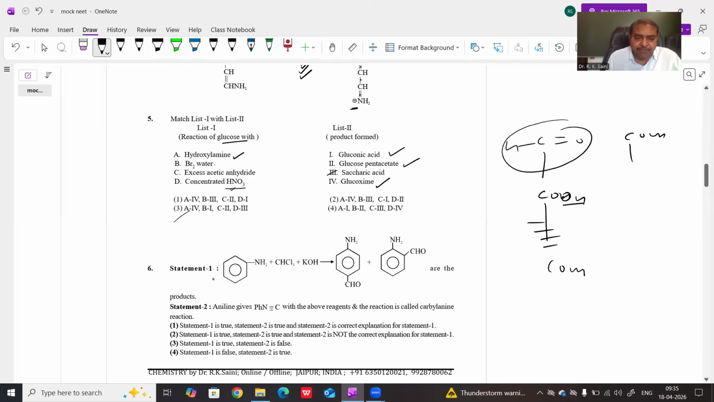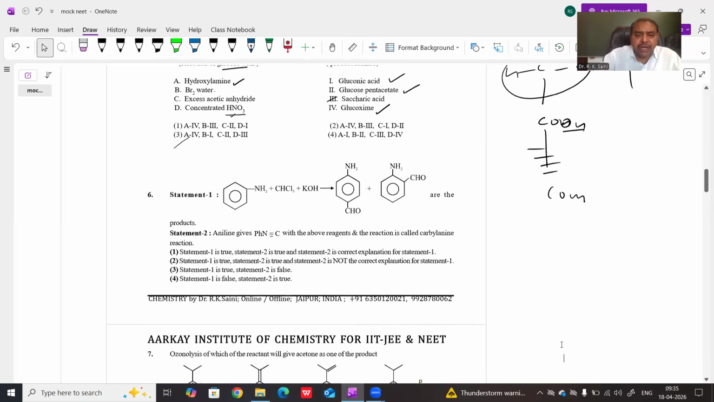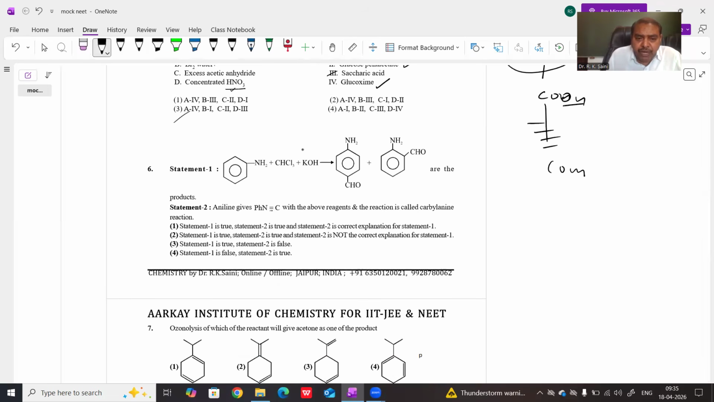Option number 3rd. Question number 6. Reaction of aniline with chloroform and KOH. We know that chloroform and KOH make the intermediate species dichlorocarbene. It is an electrophile.